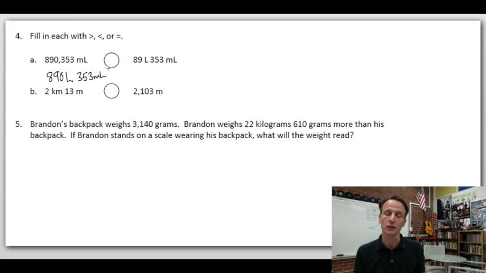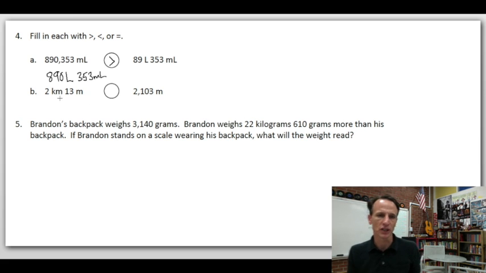Now I can easily make a comparison and see 890 liters compared to 89 liters. Oh, it's far more, right? How much more? Yes, 10 times more, isn't it? So that first number here is greater than the second number. And that's how you read these like a sentence, straight through. This number is greater than that number. And this is our greater than sign.